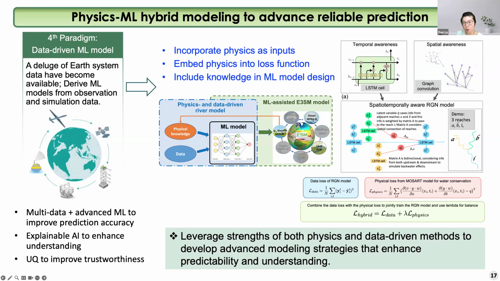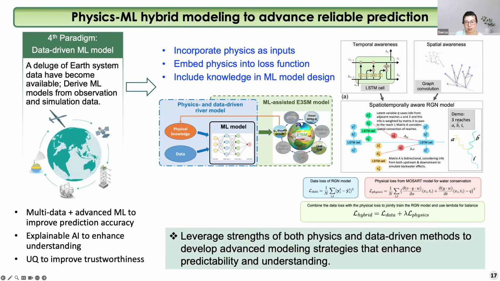Alternatively, physics can be integrated into the machine learning model architecture design, ensuring a more accurate representation of the natural system. For example, we can develop graph neural networks to mimic the natural river systems.